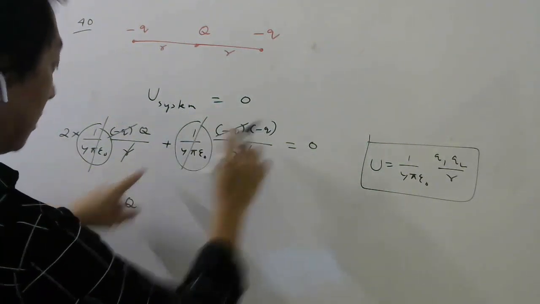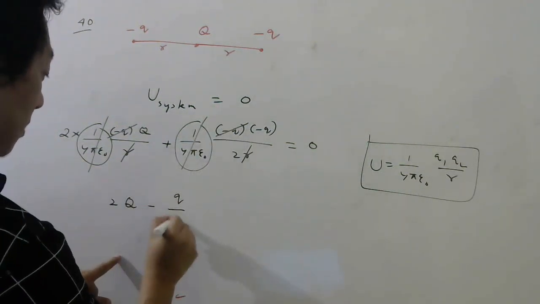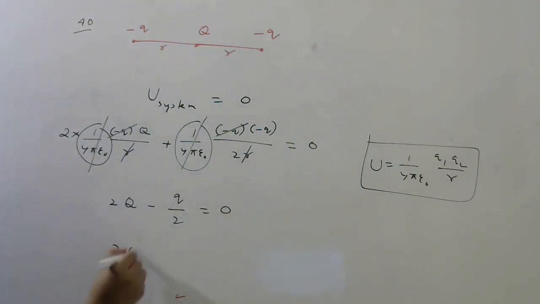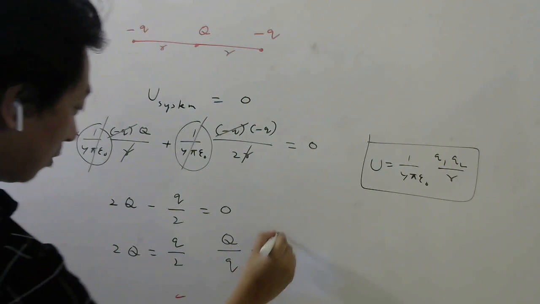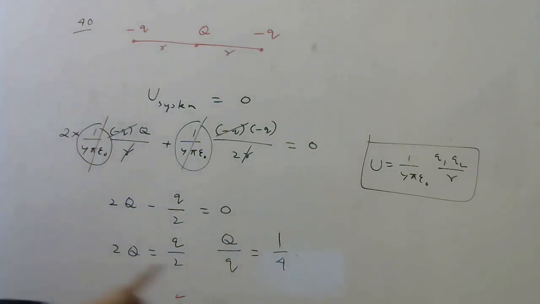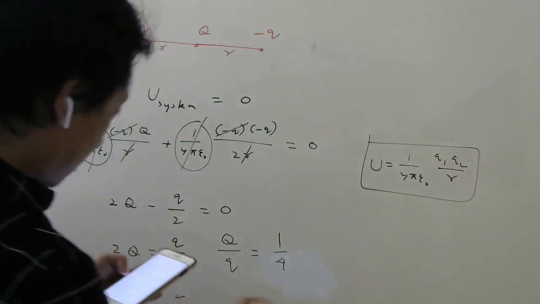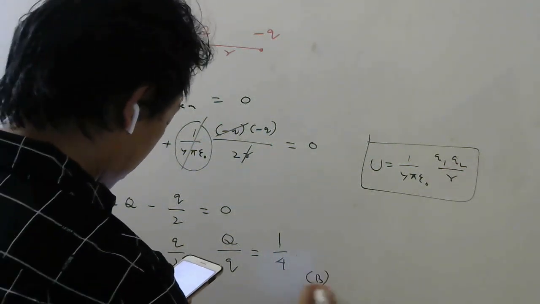So plus minus is minus q by 2 equal to 0. So 2Q will be q by 2. So capital Q by small q will be 1 by 4. Let's bring this to this side, small q to this side. So the answer should be 1 by 4. Simple problem, right? Here they are saying option A, but it will be option B only, right? Okay, I hope I have done it correctly.